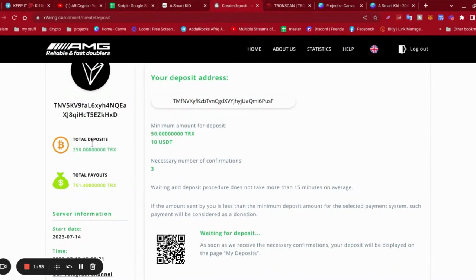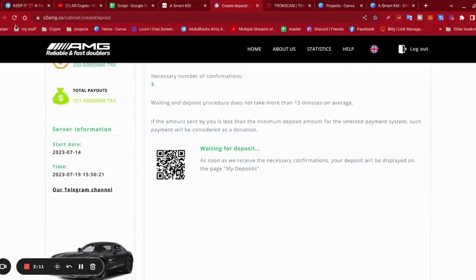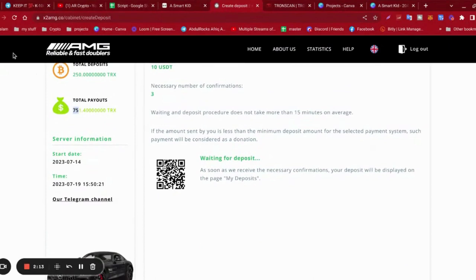In my scenario, I've got a TRX wallet, so that's what you do. Obviously, you would choose the wallet that you get your coin from. So that's the wallet address you would deposit to if you were doing TRXs, for example. So that's how much I've got paid out at the moment.